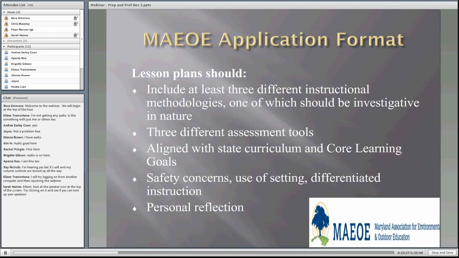The lesson plans have to include 3 different instructional methods. We're looking for at least one of those to be investigative or inquiry-based. They should be using 3 different assessment tools. We're expecting all the plans to be aligned with our state curriculum, and core learning goals are for high school. So if the applicant is writing lessons for high school students, they have to cover those core learning goals. They have to address things like safety, how they're using the setting. We expect the setting to be outdoors for at least some of the lessons, how they're using differentiated instruction, and they have to include a personal reflection for each one of those lessons.